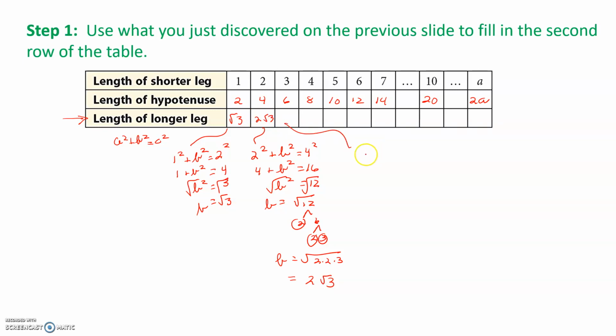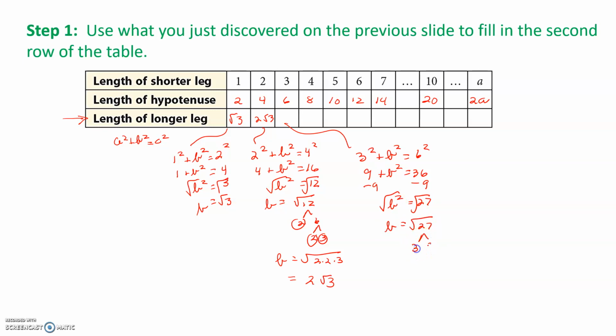Okay, next one. The leg is 3, I square that, plus the other leg I don't know, has to equal the hypotenuse of 6 squared. 9 plus B squared is equal to 36. I subtract 9 from this side and 9 from that side. I have B squared is equal to 27. Take the square root of both sides. I get B is equal to the square root of 27.